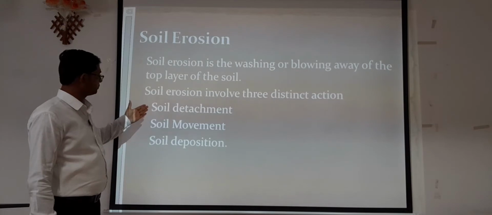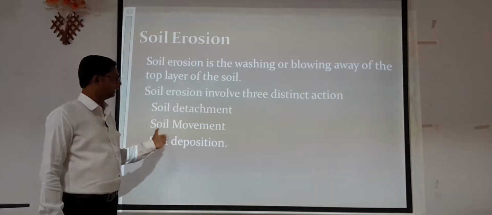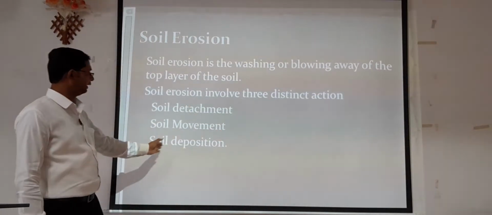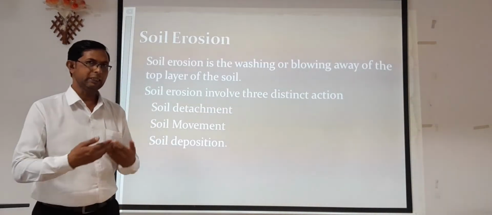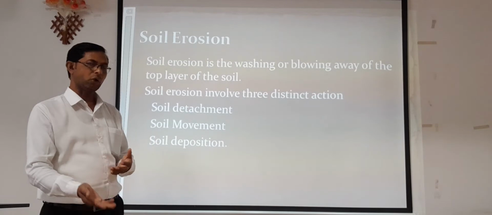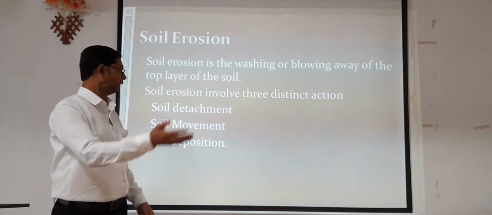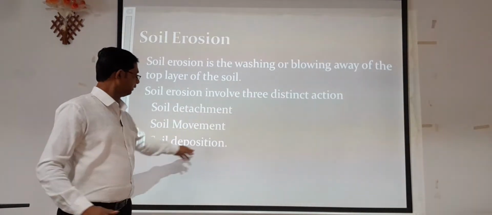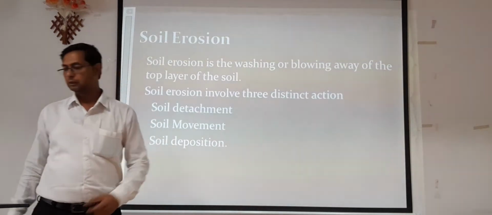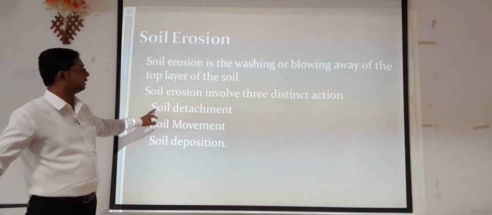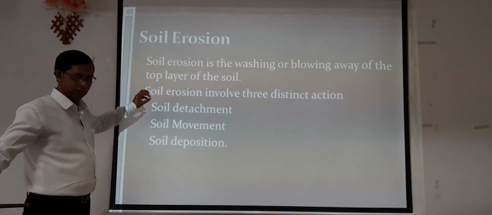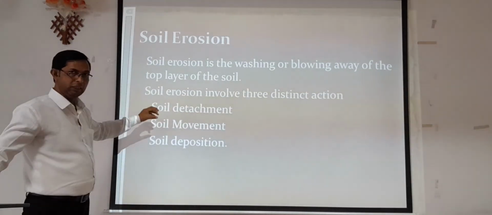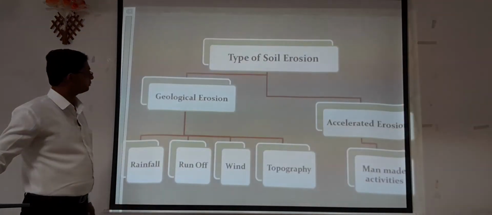So the soil which separated will start to move and again it will be deposited at another side. From one side it will be detached or separated, then it will be blown away or washed away, and it will be deposited in a distinct place. So these are the three distinct actions by which soil erosion takes place: detachment, movement and deposition.